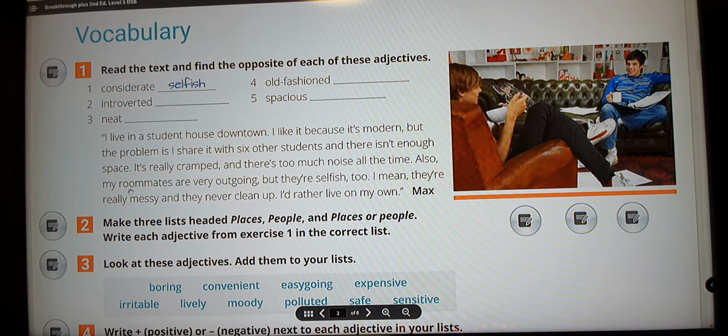So also my roommates are very outgoing, but they're selfish too. This TOO is also. Selfish. They only care about themselves. And we see up here, that's the opposite of considerate. Considerate means you think of other people. I mean, they're really messy and they never ever clean up. Messy. Neat.